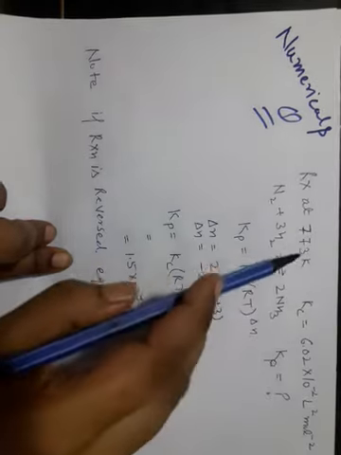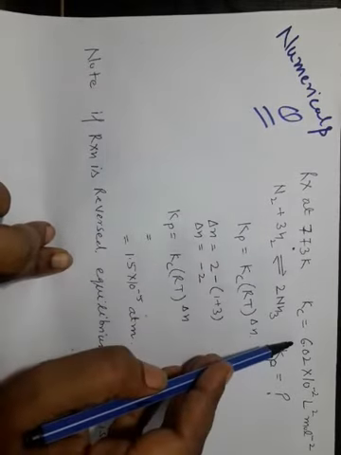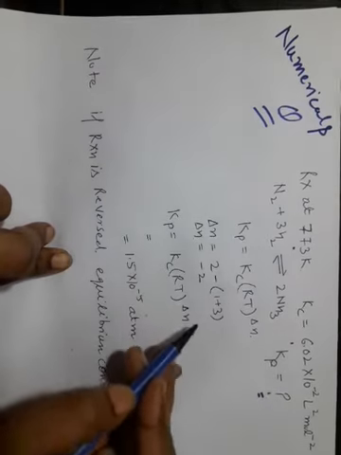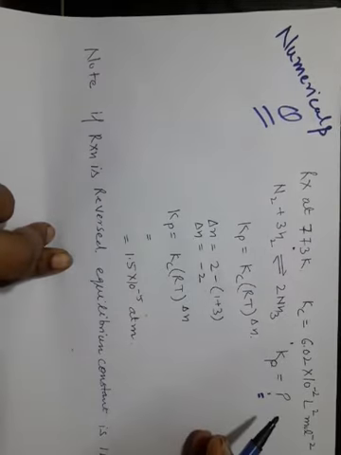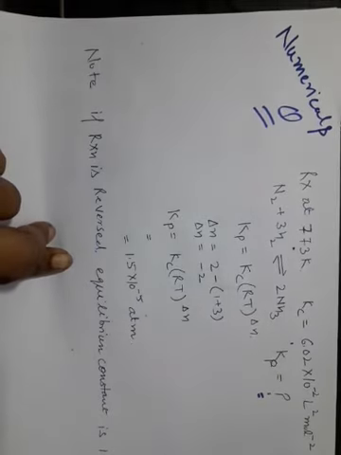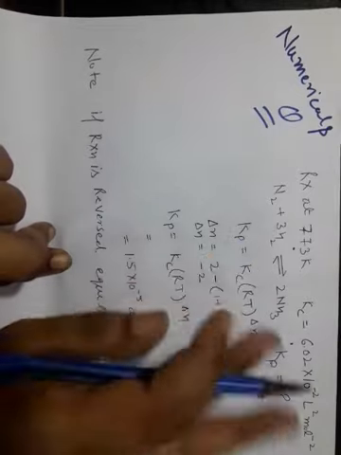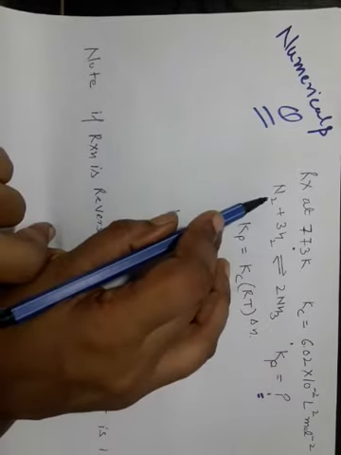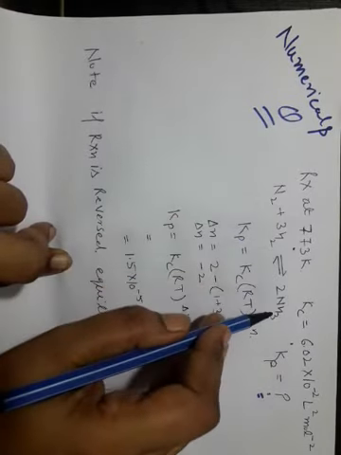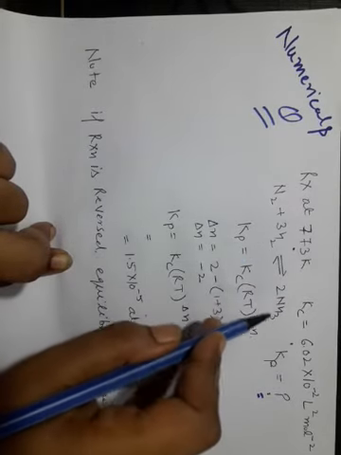Now the numerical part. See here, temperature is given, Kc is given and Kp is asked. First of all, always keep in mind that we can calculate the equilibrium constant only for a balanced chemical equation. So first find out whether the reaction is balanced or not. N2 plus 3H2 in equilibrium with 2NH3 is a balanced equation. If it is not a balanced equation, please balance it.